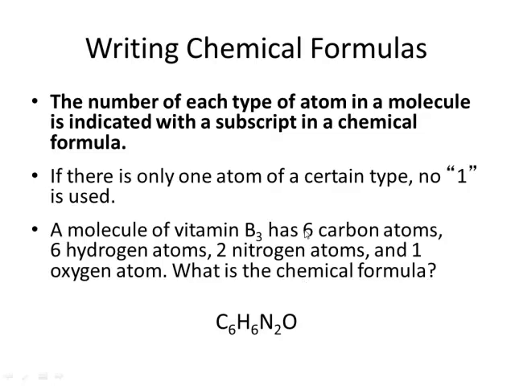So you write them down the way you're given. It says carbon first, so you write down carbon. It says 6, so you put a subscript 6. Then the next one is hydrogen. There are 6 of those. Then you have 2 nitrogen. N is nitrogen. You put 2. And you have 1 oxygen, so you put O. You don't have to put a 1 there. So this is called a chemical formula. It's the way chemists represent compounds. We represent compounds using chemical formulas.